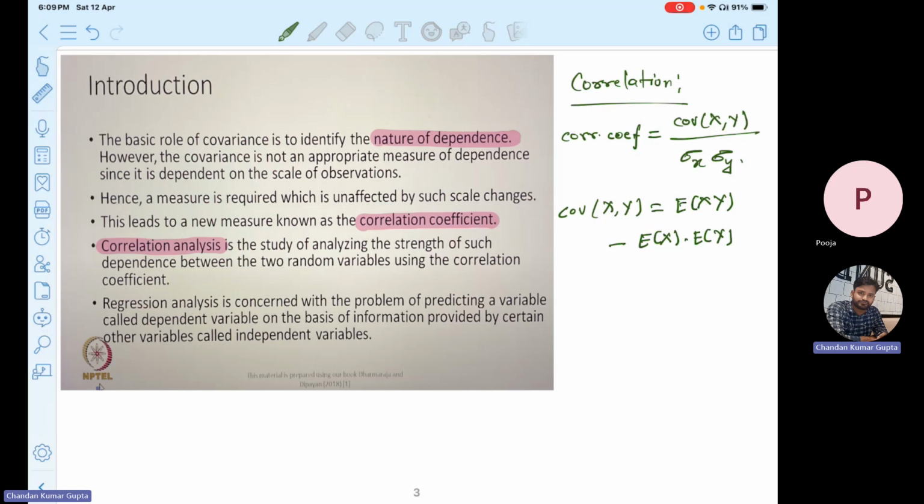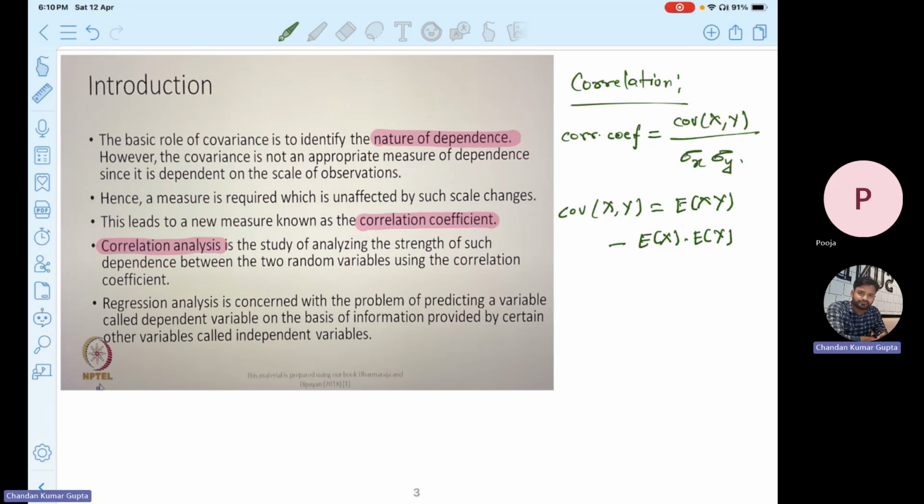Like covariance, it also identifies the nature of dependence; the nature of association is also evaluated with the help of covariance. But since covariance depends on the scale of observations, Karl Pearson derived a formula for correlation which is independent of those scales and measures the dependencies between the two variables, and named it the correlation coefficient.